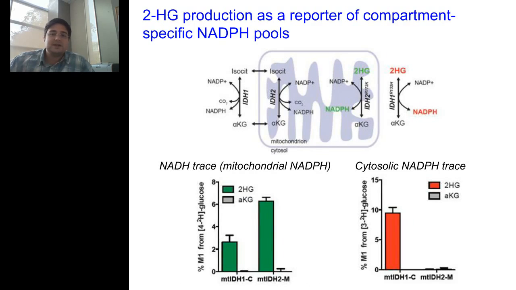If we trace NADPH metabolism in the cytosol using the pentose-phosphate pathway tracer described earlier, we only see label transferred to 2-HG in our IDH1 expressing cells, which give a readout of cytosolic NADPH metabolism. However, with the NADH trace, which enters the mitochondria through the malate aspartate shuttle, we see this label appear in both the cytosolic reporter cells and the mitochondrial reporter cells.